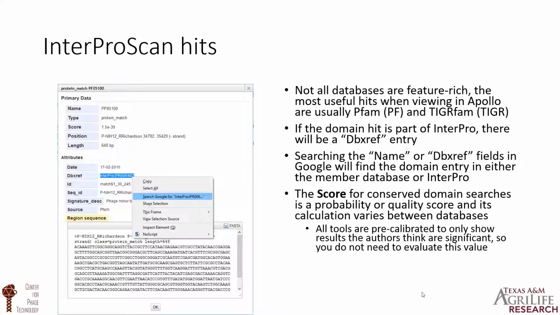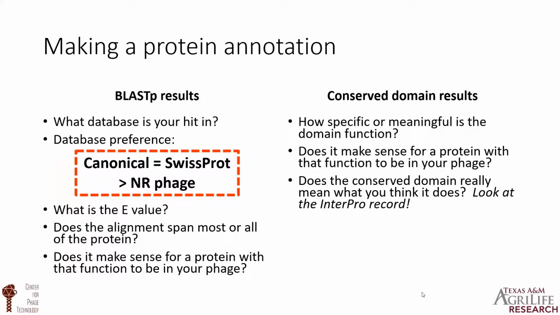The calculation of the score for conserved domain searches varies between the databases. This is not strictly an e-value, as you might see in BLAST results. These tools are all pre-calibrated to show only the results that they think are significant, so you generally do not need to evaluate this value, as you might for a BLAST result. In making a protein annotation, you are generally going to be using either your BLASTp results or conserved domain results, or a combination of the two.